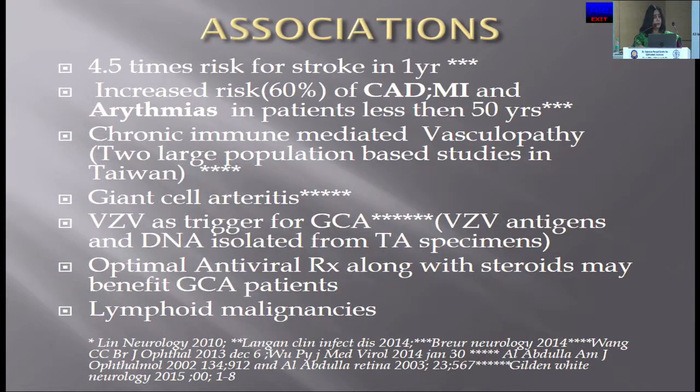Associations are important. We should keep these patients under follow-up for at least a year, because there is a 4.5 times higher risk of stroke in 1 year. An increased risk of cardiac events in these patients has also been reported. Giant cell arteritis, where VZV has been labeled as a triggering factor and the antigen has been isolated from samples, has been reported from 2 large population-based studies, and these patients have also responded well to systemic steroids. In addition, lymphoid malignancies have also been associated with them.